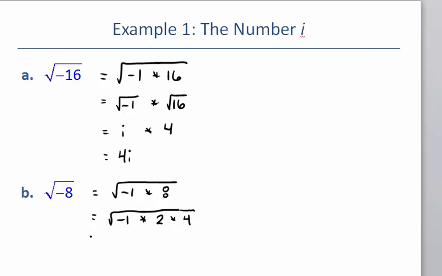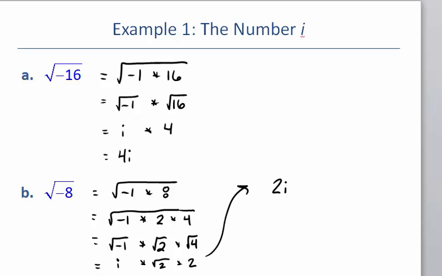So now let's take this and break up our square root. We'll make it the square root of -1 times the square root of 2 times the square root of 4. So the square root of -1 will be i by definition. The square root of 2 has to stay the square root of 2. And the square root of 4 will be 2. So our final answer is going to look like 2i times the square root of 2.